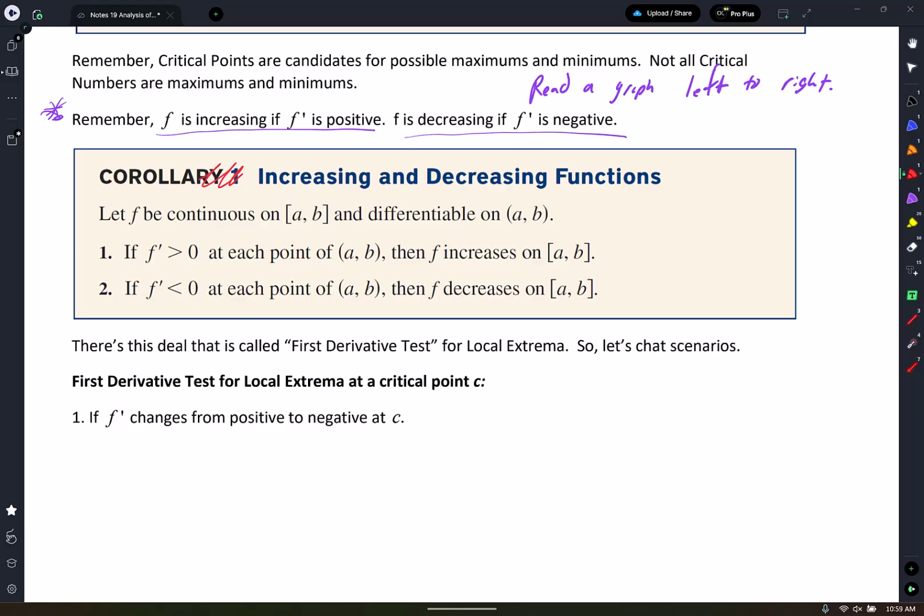Corollary 1. Obviously I took this from a textbook. Let f be continuous on [a,b] and differentiable on (a,b). We already know this. They're just being technical. Look what it says. If f prime is positive at each point on (a,b), then f increases on (a,b). If f prime is negative at each point on (a,b), then f decreases on (a,b). We already know that, guys.